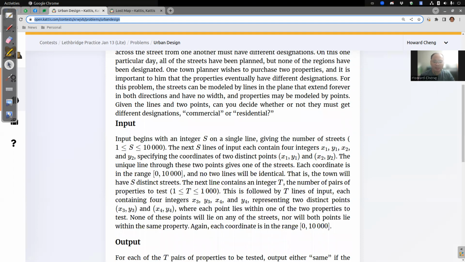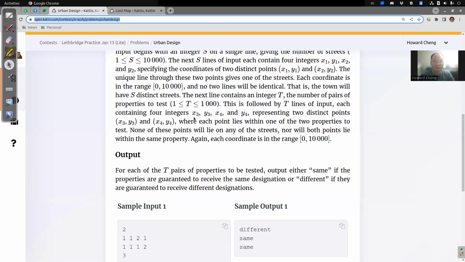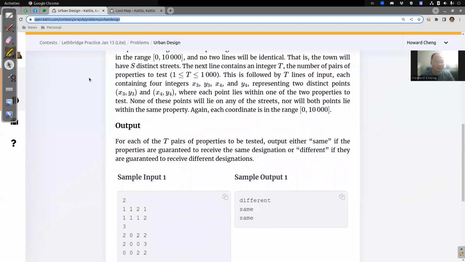Okay, so you have S, which is the number of streets, up to 10,000. The next S lines each contain 4 integers, x1, y1, x2, y2, specifying the coordinates of 2 distinct points, which are the unique lines for the streets. So the 2 points give a line, and this line gives you a street. Each coordinate is in the range from 0 to 10,000, and no two lines will be identical. That is, the town will have S distinct streets. The next line contains T, the number of pairs of properties to test, up to 1,000 pairs, and the pairs will be two distinct points, and you want to know if they're in the same or different.